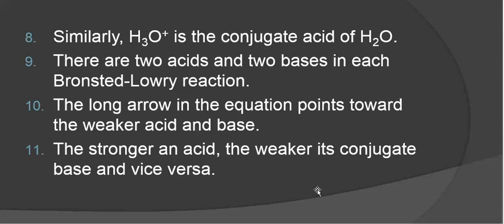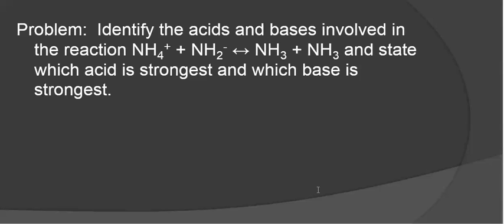There are two acids and two bases in each Bronsted-Lowry reaction. Bronsted-Lowry is nothing more than a hydrogen transfer. Substances lose hydrogen, substances gain hydrogen as you go from left side to the right side and vice versa. The long arrow points toward the weaker acid and base. So let's look at this example here. We have NH4 plus and NH2 minus, and we're forming NH3s. The longer arrow points toward the products. I couldn't do that on PowerPoint, but the longer arrow points toward the products.